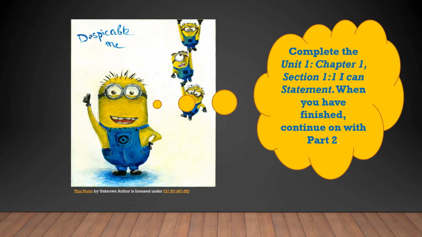We have now just finished the first section, 1-1. Please go back to your class website, download the Unit 1, Chapter 1 I Can statement. Save that to your Unit 1 folder, then complete the first section, 1-1. Once you have completed the first section, then return back to the website and look for your Part 2 video.